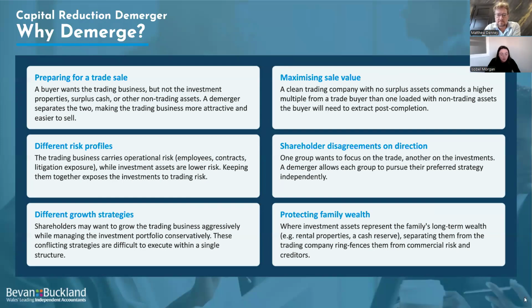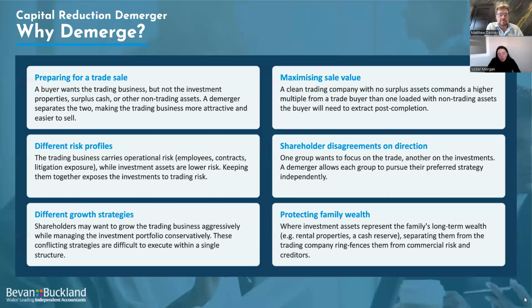You may have a company with two different elements of risk. Something might be far more risky than something else, and actually having it all in one entity or group structure is putting one area at risk of another. Something might be growing really quickly, and something might be more of a passive investment. They don't have matching aims. So it would just maximise your sale value, getting a nice clean trading company ready for sale.